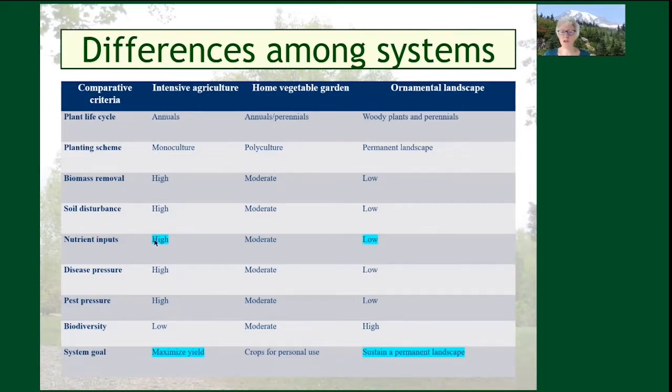The important points for this talk are that the nutrient inputs in intensive agriculture are high by design. They have to be, because the goal of intensive agriculture is maximizing yield. In contrast, the nutrient inputs into ornamental landscapes are low because many of those nutrients are recycled, and the goal of an ornamental landscape is sustainability. In other words, you're not having to manage it constantly by adding things and taking things away. Seeing these differences and understanding that many soil tests are geared towards intensive agriculture will help you not only in selecting labs, but interpreting results.